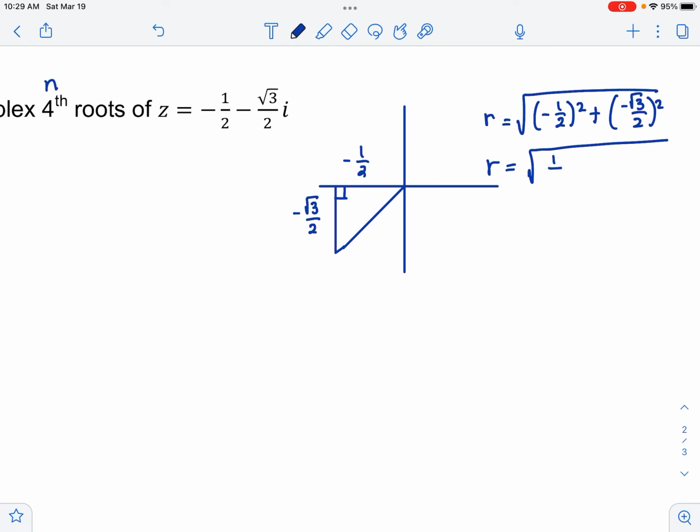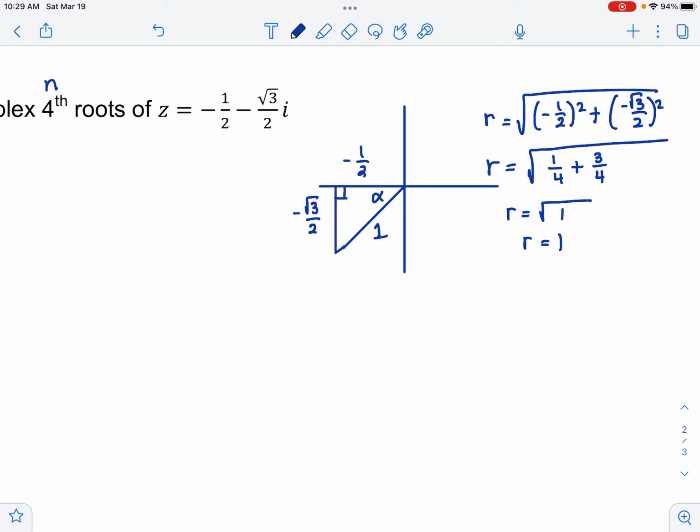So -1 squared is +1, 2 squared is 4, so that's a 4th, plus -√3 squared is 3, plus 2 squared is 4. So I have r equals the square root of 1/4 plus 3/4 is 1. So I get r is 1. So it looked like it was going to be awful, and that wasn't bad. So we have r is 1.